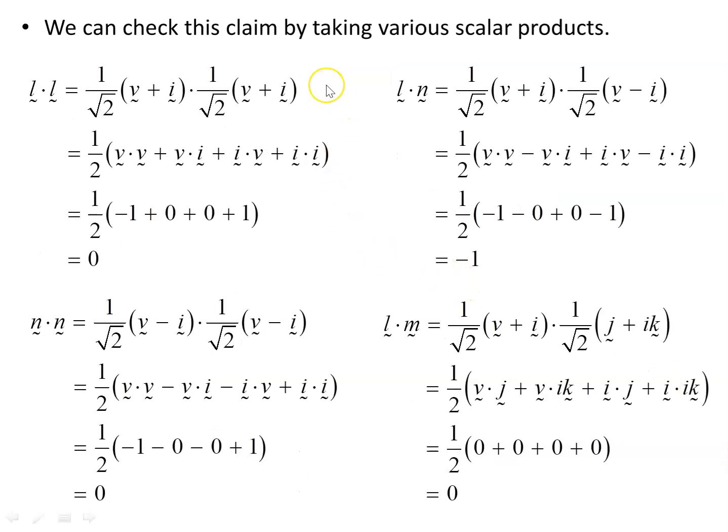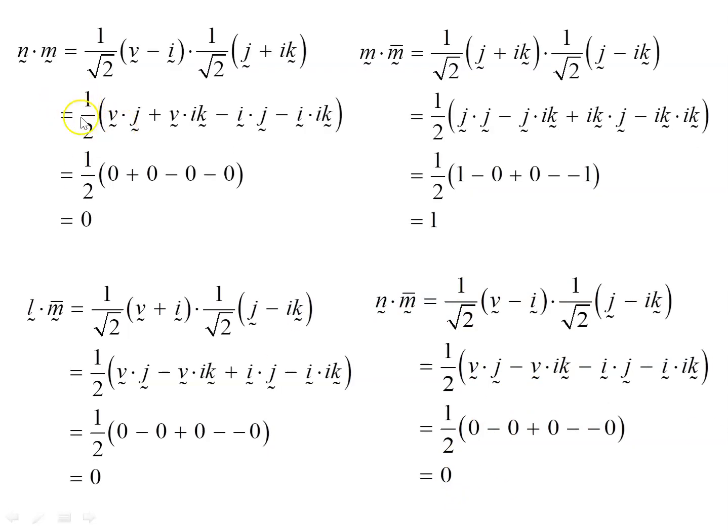Right, we can check this claim. So we've labeled L, N, M, and M bar, and we can just check by taking the various scalar products. So L dot L gives us 0, telling us this is a null vector. L dot N, well, this is one of the normalizing conditions, but it will be equal to -1, following through the steps here, given the information earlier. N dot N will be null as we go here. L dot M will be orthogonal, and hence the 0 here. N dot M, orthogonal as well. M dot M bar is a normalizing condition. We'll see that is 1 here if we carry through these operations. L dot M bar is orthogonal, N dot M bar is orthogonal.